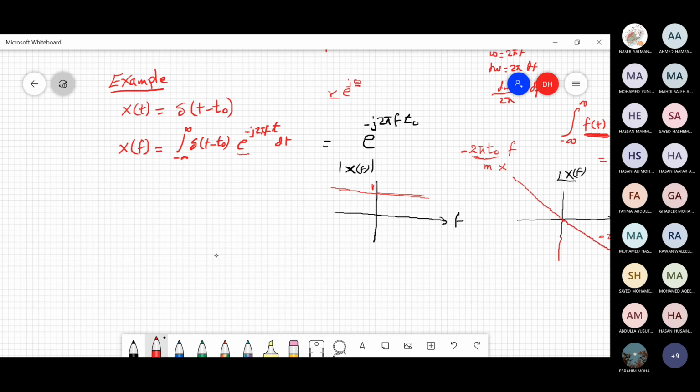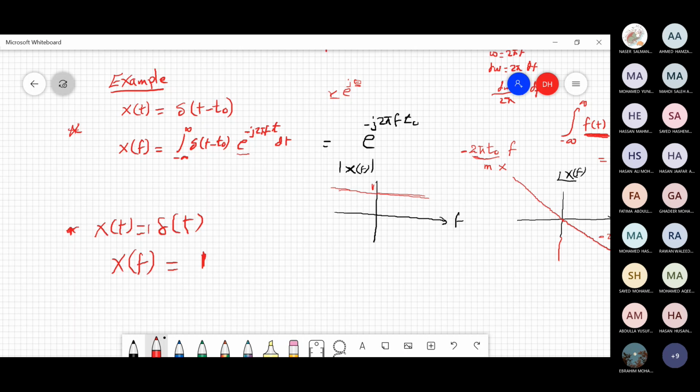Okay, what about this? If x of t equals delta of t, what is the Fourier transform? Again, you can go with integration, but it is straightforward. It means that it is the integration of delta of t e to the power of minus j2 pi f t dt, where t equals 0. That means I will get this one evaluated at t equals 0, so it is equal to always 1, a constant.